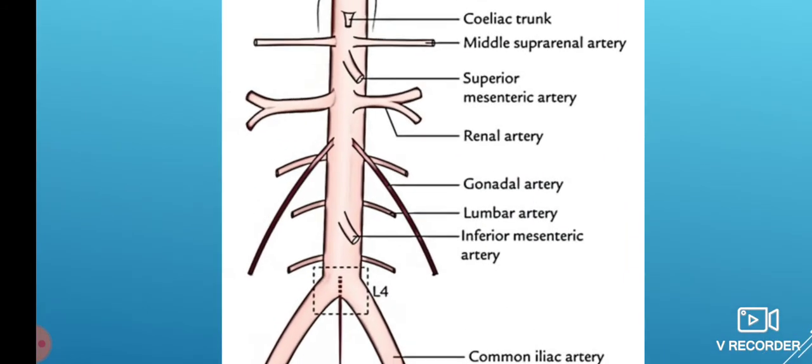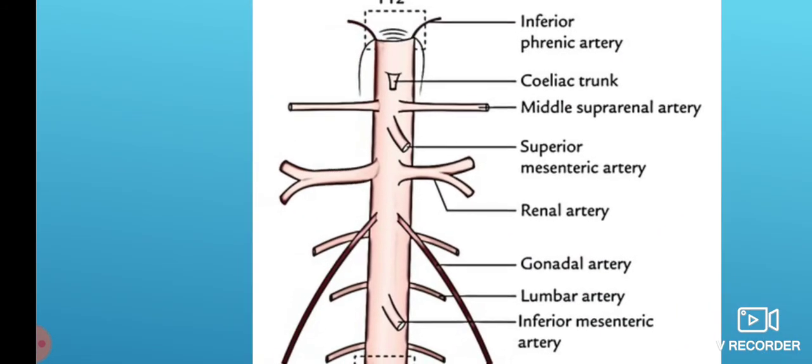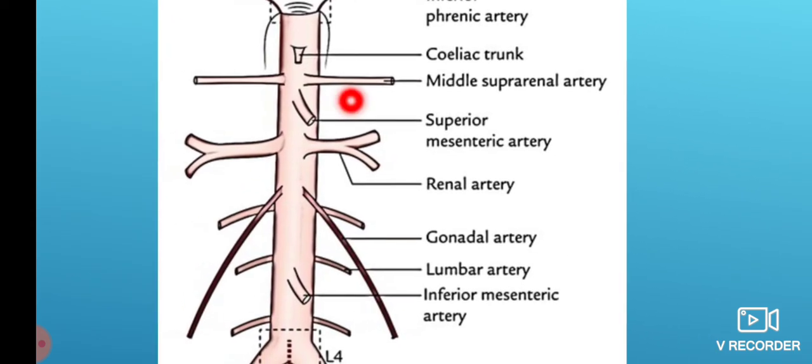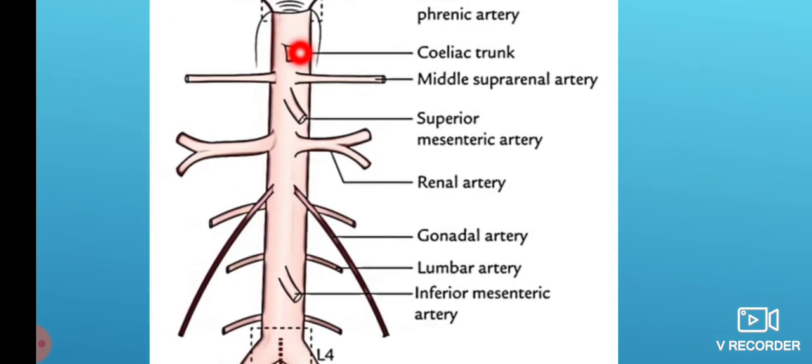In this picture, we can see the abdominal aorta, and in the middle, unpaired arteries are visible. One is the celiac trunk, another is the superior mesenteric artery, another is the inferior mesenteric artery. The other branches arising from the aorta are paired, and these paired branches do not supply the digestive organs, but supply other organs like gonads, kidney, ureter, then suprarenal gland, etc.